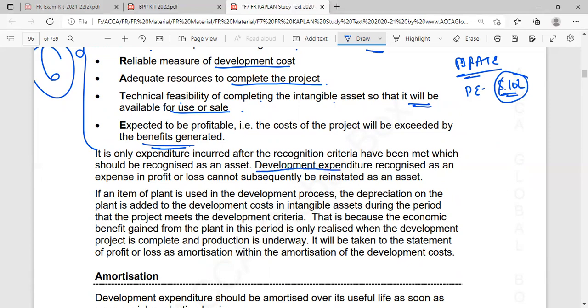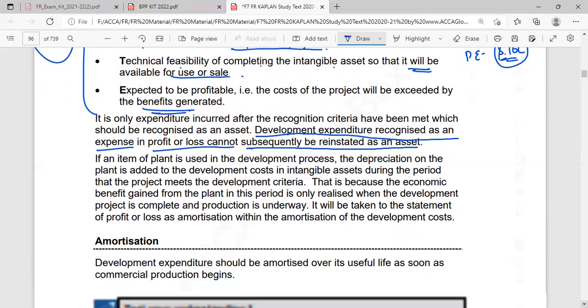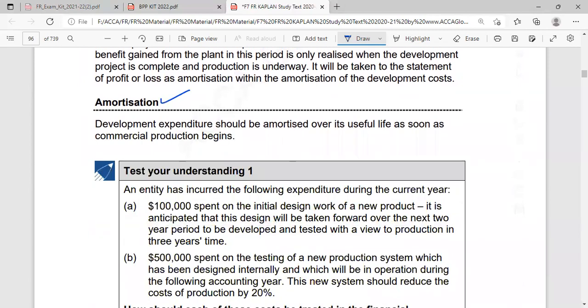It is clearly stated that development expenditure recognized as an expense in profit and loss cannot subsequently be restated as an asset. In the subsequent period, we have to treat it as an expense and write it off by transferring it to the profit and loss statement using a process called amortization. So it is amortized over its useful life as soon as commercial production begins. Clear?